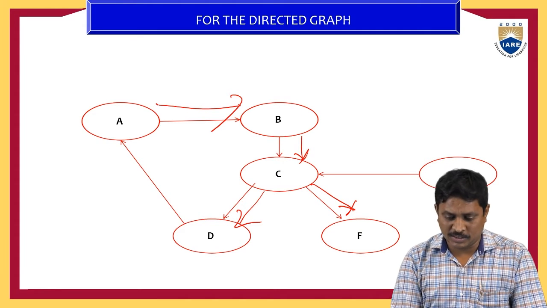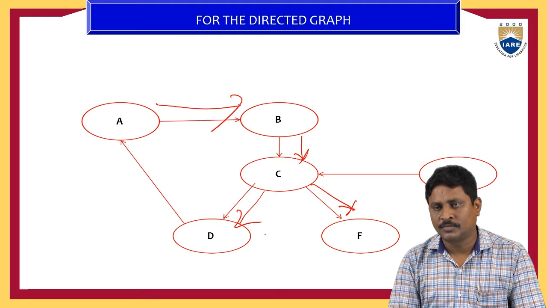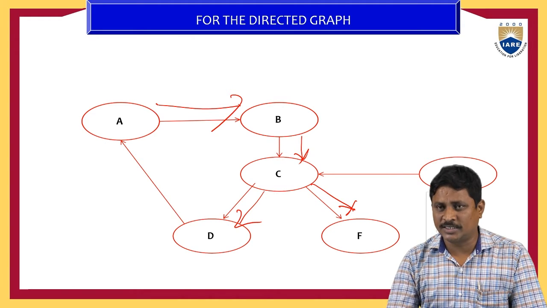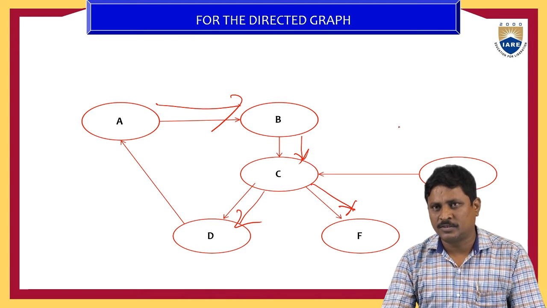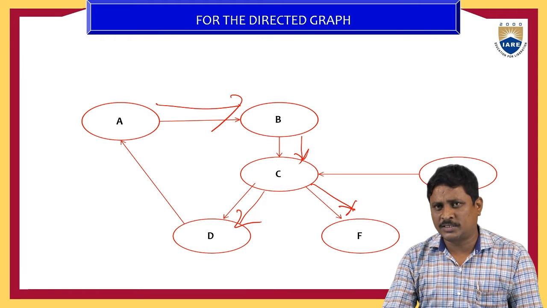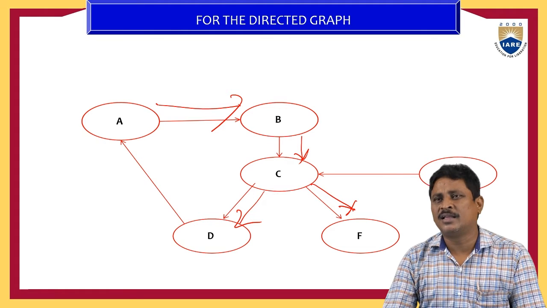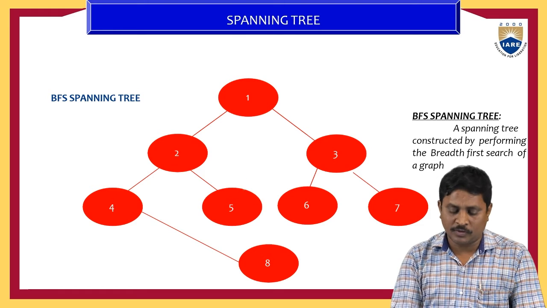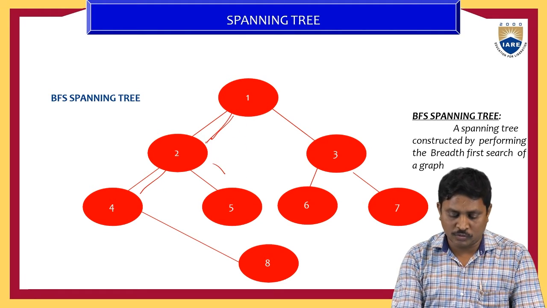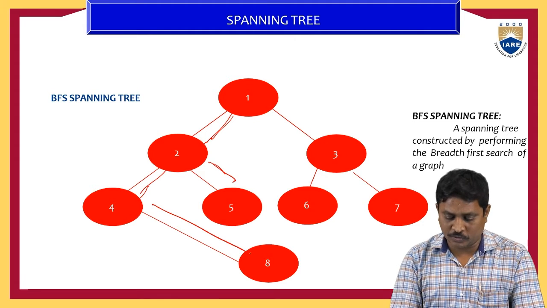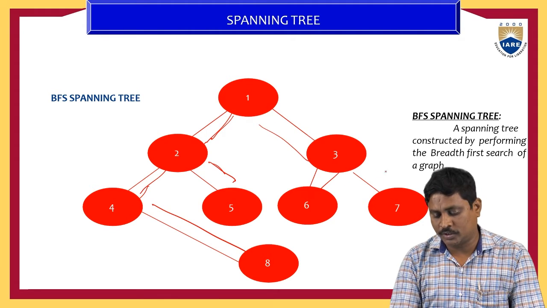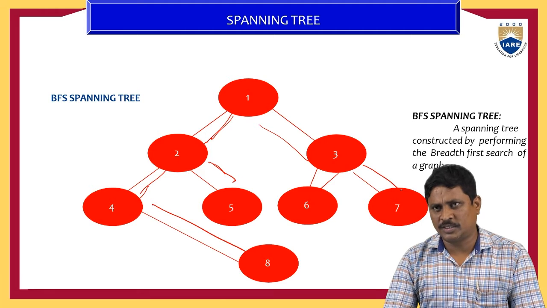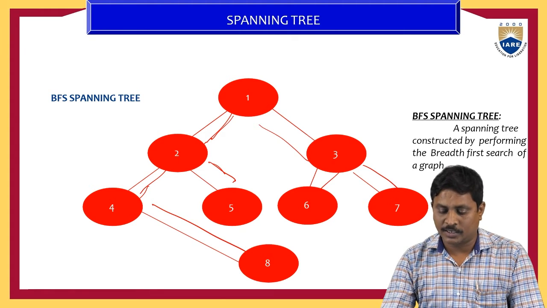So this is one call, whereas this is another call. So it is not a connected graph. Whenever we traverse the graph in only one call, that is called a connected graph. Otherwise, it is not a connected graph. This is the BFS spanning tree. Here we observe that we traverse through this tree only one time: 1 to 2, 2 to 4, 4 to 5, 4 to 8, 1 to 3, 3 to 6, 3 to 7. So this one is a connected graph.